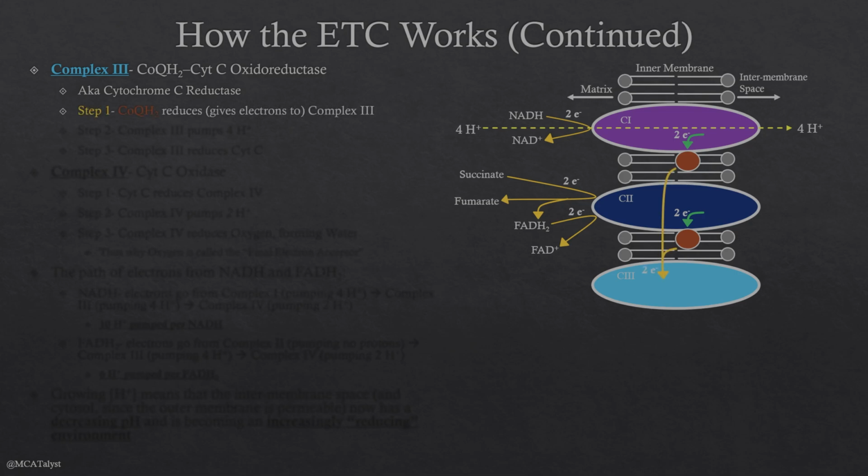So in step 1, coenzyme Q, the reduced form, ubiquinol, is going to be giving its electrons to complex 3. Notice it's still 2 electrons. This is the orange arrow that we're talking about here.